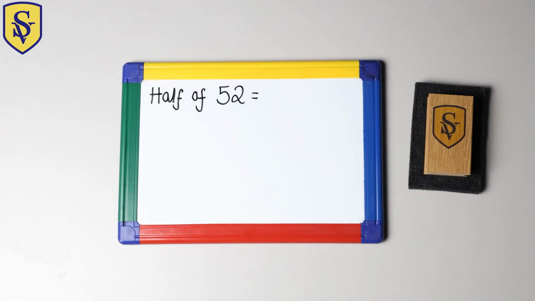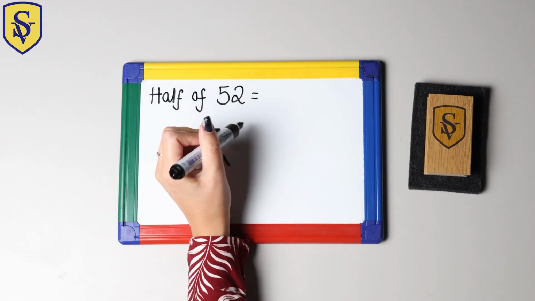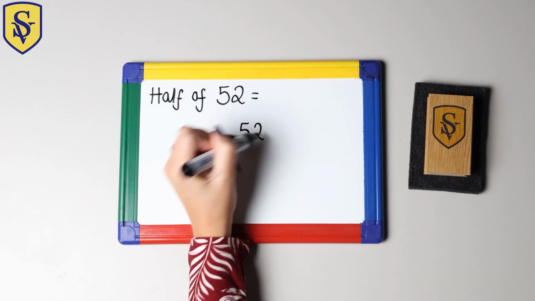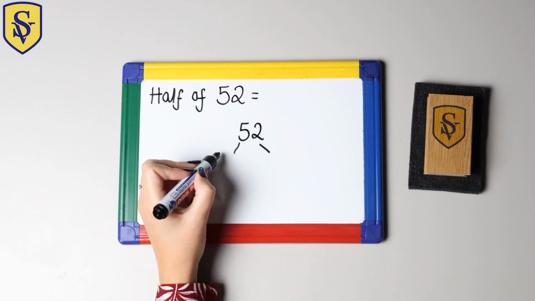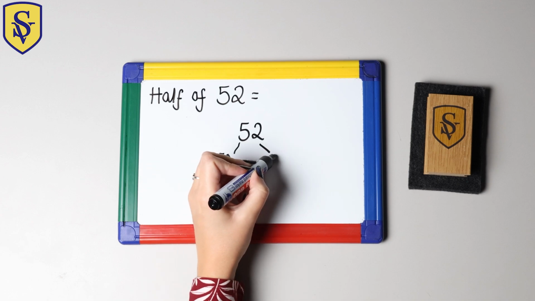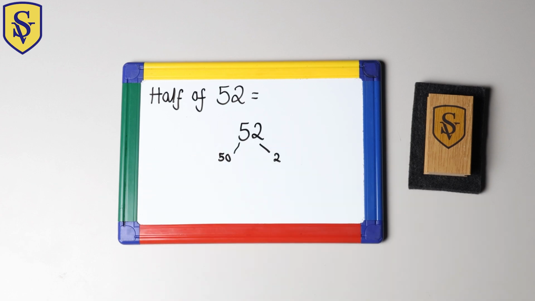For the next one, we are going to be using partitioning to halve numbers again. So this time we're finding half of 52. So I'm going to start by writing 52, and then I'm going to break it down into 50 and 2. So that way it makes it easier when we are doing our halving.